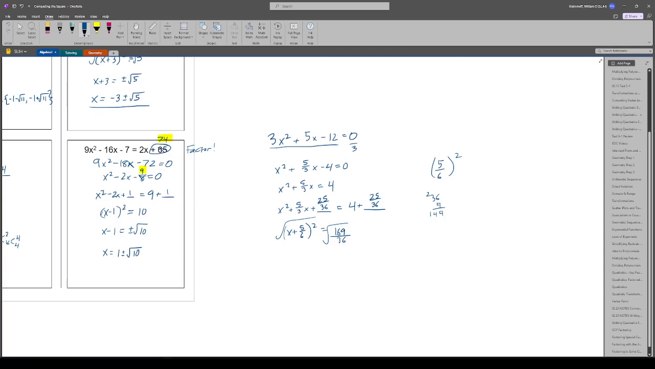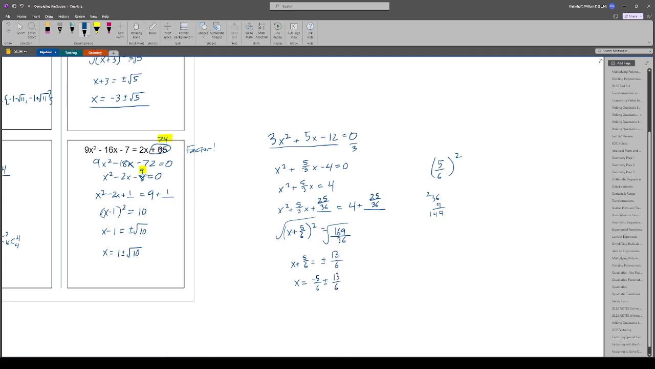That was just lucky. So we get x plus 5/6 equals plus or minus the square root of 169 is 13, and the square root of 36 is 6. So I get x plus 5/6 equals plus or minus 13/6. So I actually made up one that could have been factored, of course. Just my luck. I make up random numbers and it ends up being factorable. Negative 5/6 plus or minus 13/6.